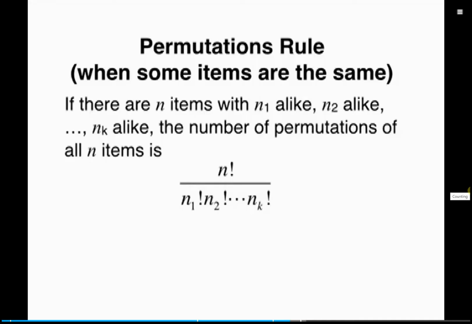So some of the letters, for instance, were the same, like the word Mississippi. Arranging those, you've got a couple of S's in there, a couple of P's, some I's, you've got repeated letters. In this case, you'd use this rule, which says if there are n items with n sub 1 that are alike, and n sub 2 that are alike, and however many there are up to n sub k, each of these are items that are alike, then you'd take the total number of items factorial divided by the factorial of each of those repeated counts.